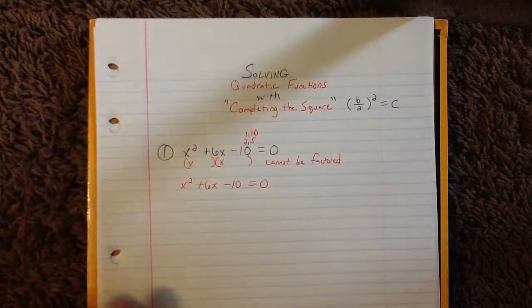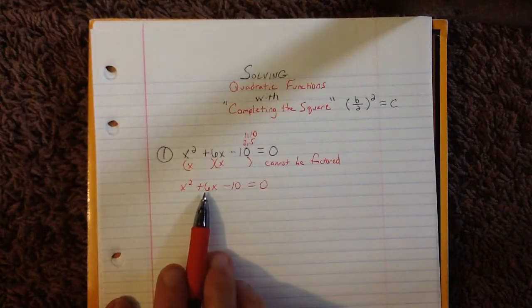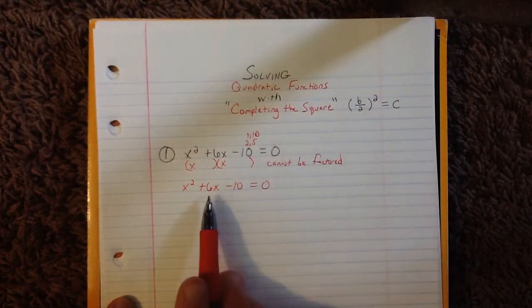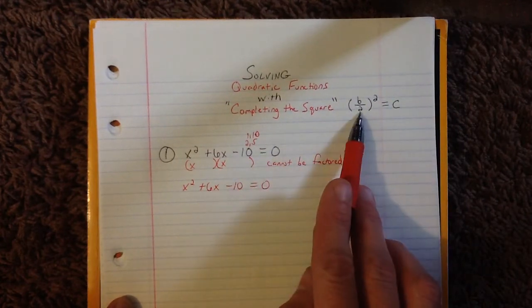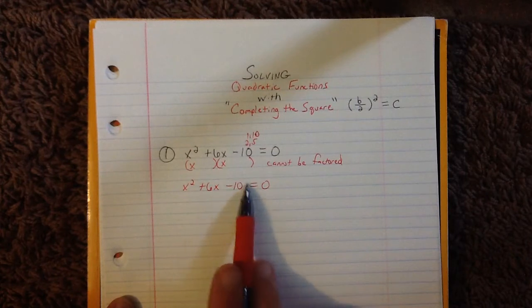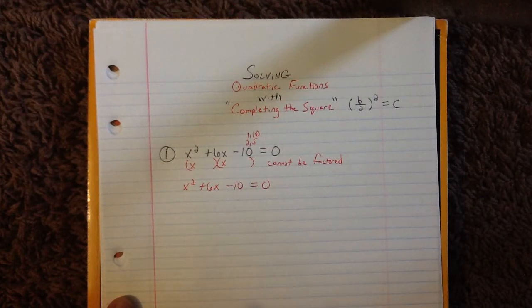In order for completing the square to work, I need my c value to be half of my b value raised to the second power. What does that mean? Again, b this time is 6. I need to divide it by 2 and then square it. What is 6 divided by 2? It's 3. And what is 3 to the second power? It's 9. I need my c value to be a positive 9.